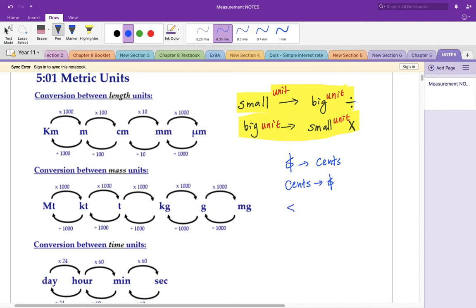So for example, if we have $5, I want to change it into cents. I'm definitely going to get more cents than dollars, right? Obviously. So in this case, I need to multiply $5 by 100 because there are 100 cents in each dollar. So this is 500 cents. If you want to change 500 cents into dollars, you might just have, say, 50 10-cent coins. That's a lot of coins. But you end up just getting a $5 note. Right? That's because you did divide.